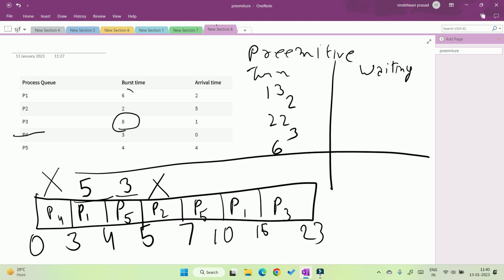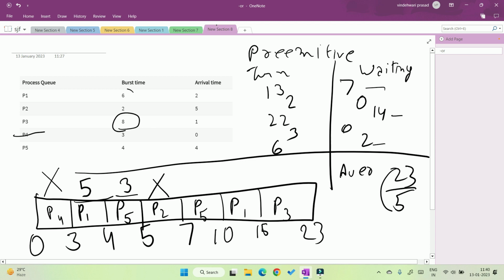Waiting time: turnaround time 13 minus 6, 7. Similarly 0, 14, 0, 2. Here we find the average waiting time. Average waiting time is here 14 plus 7, 21, plus 2, 23. 23 divided by 5, which is less than the non-preemptive time.